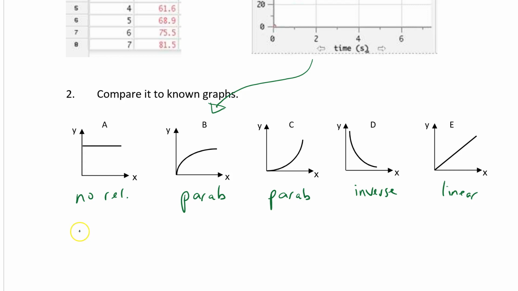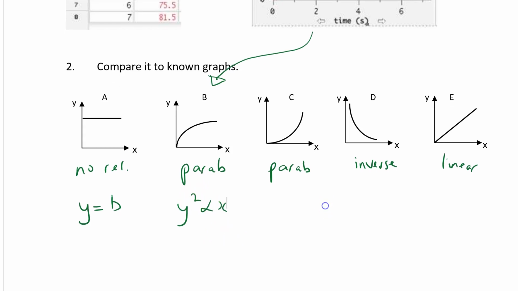So in this one, the formula would be y is equal to whatever that constant was. This one, if we were to straighten it out, we would say that y squared is proportional to x, or we could say y squared is equal to some constant times x. On this parabola, we could say y is proportional to x squared, so it's kind of the other way around, or we could say y is equal to kx squared.